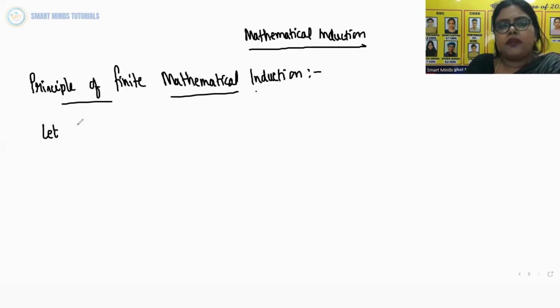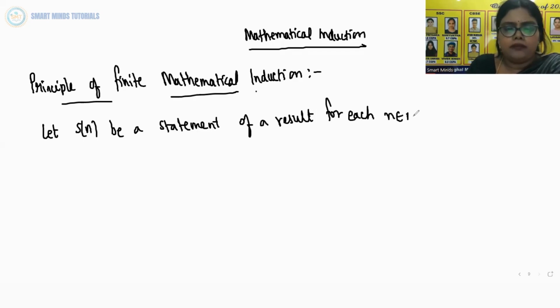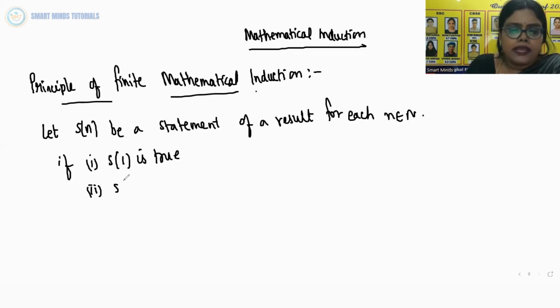So whatever the statement is given, we consider that statement as S of n. So let S of n be a statement of a result for each n belongs to N. If the first bit S of 1 is true, second bit S of k is true. This is the principle of finite mathematical induction.